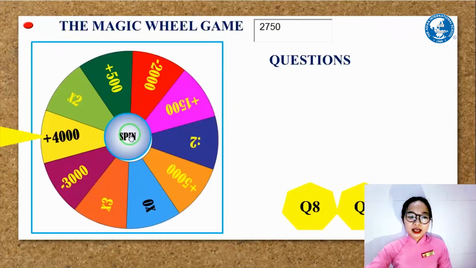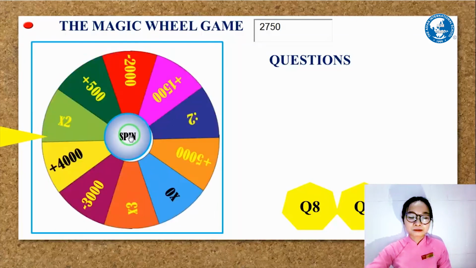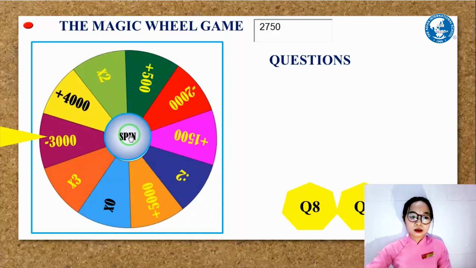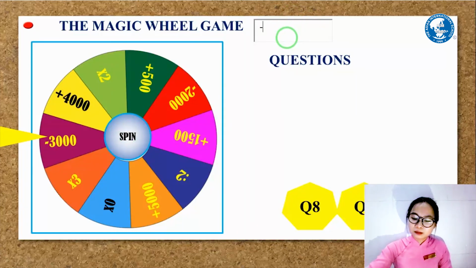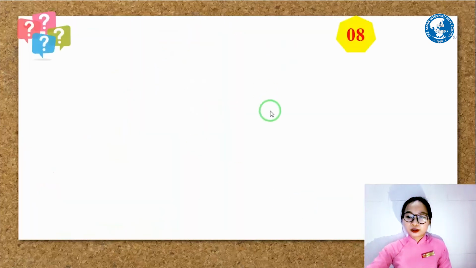Okay, it's time to spin. How many score can we get now? Oh my god, again minus 3,000. So we have how many? Minus 250. Okay, we can make it. Come to the eighth sentence.